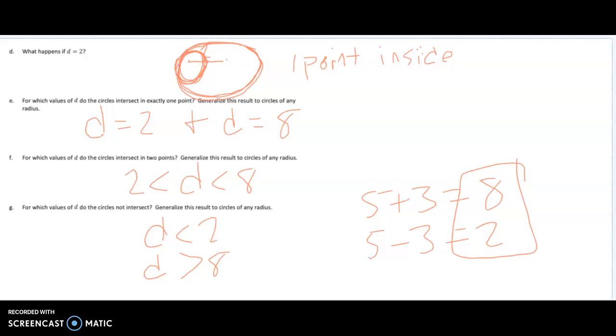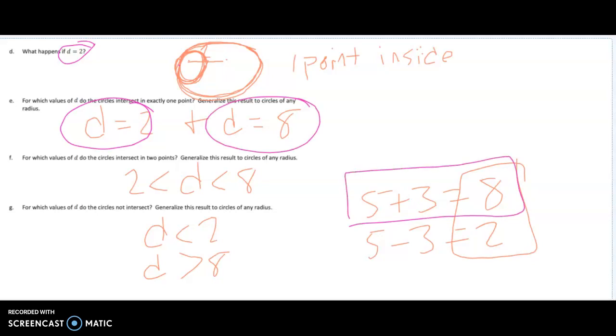E says for which values of D do the circles intersect in exactly 1 point? Well, here we had 2, and the other one was at 8. And if you'll notice, we get those here. That's where they're going to touch exactly once. The radii plus and the radii minus.